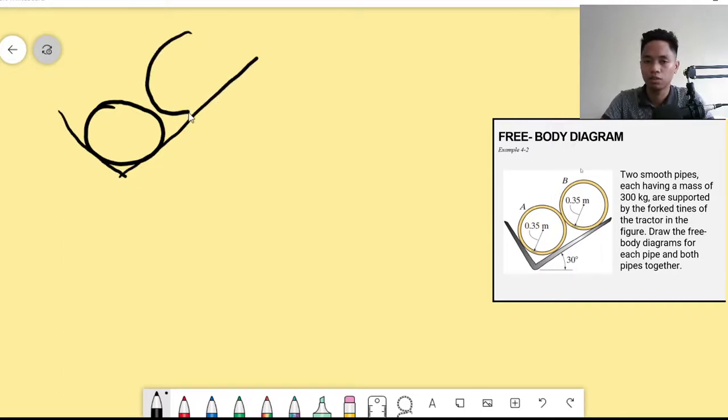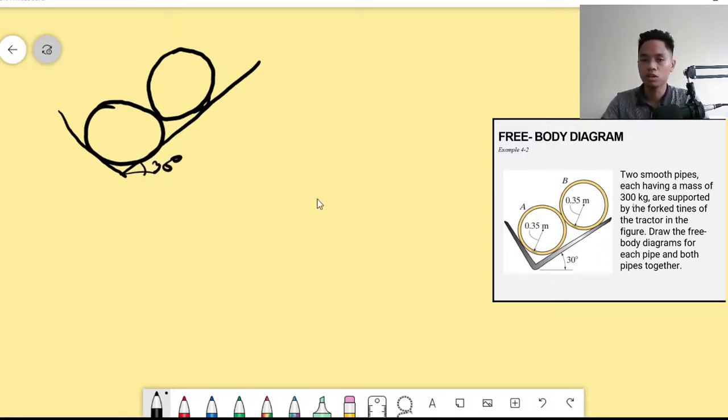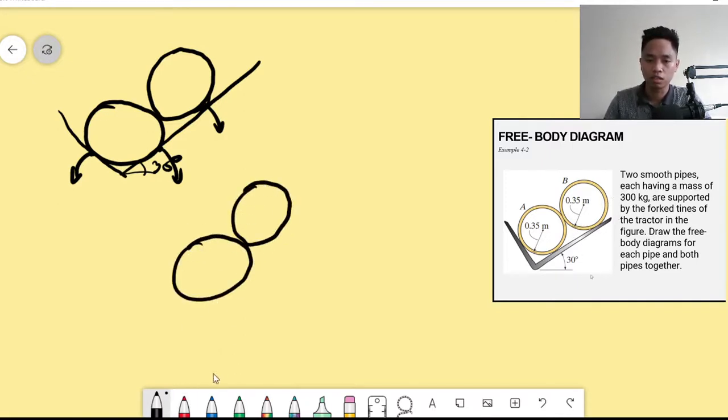Assume that they are already touching. This is 30 degrees. So if we are going to remove the supports, please take note that this is a contact, this is also a contact force, and this is also a contact surface. So if we remove them and draw the free body diagram, it will give us this one. This would be the contact here.